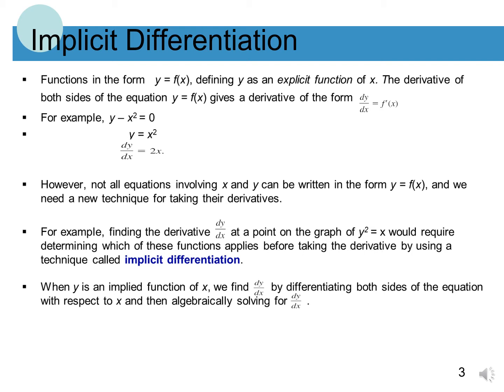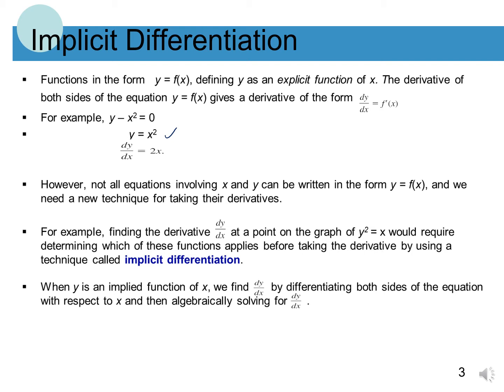As we can see, y equal to f of x can be defined by using explicit functions of x, which will give us the form dy over dx equal to f prime x. For example, here let's say we have y minus x squared equal to 0. Then y is equal to x squared, and when we differentiate this, dy over dx is equal to 2x.